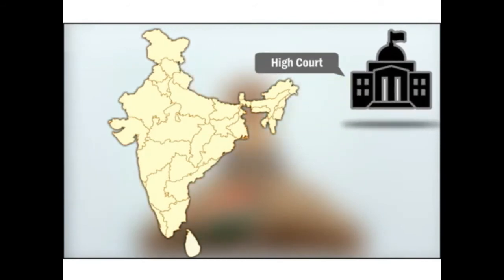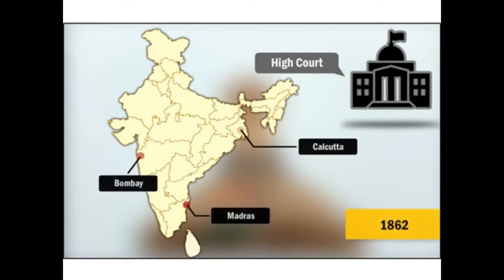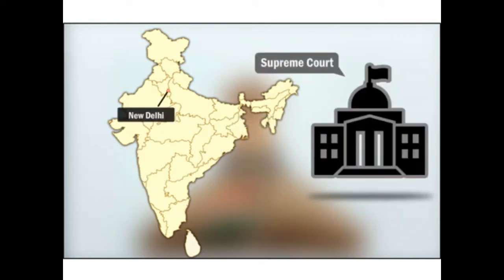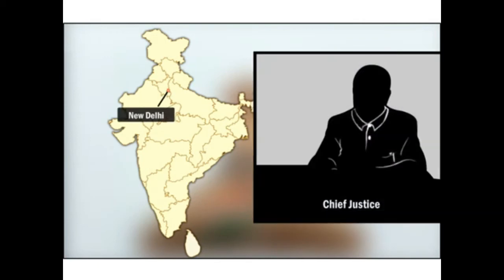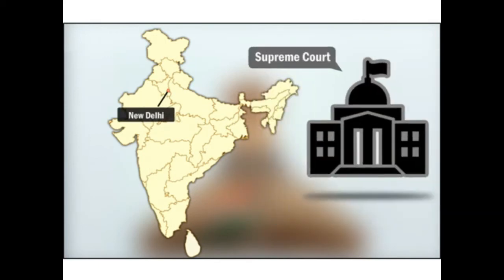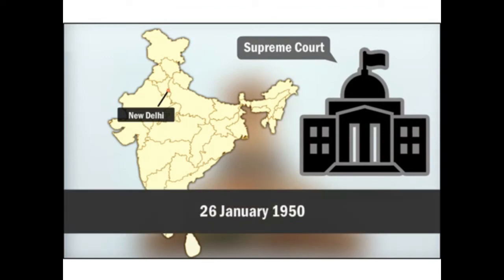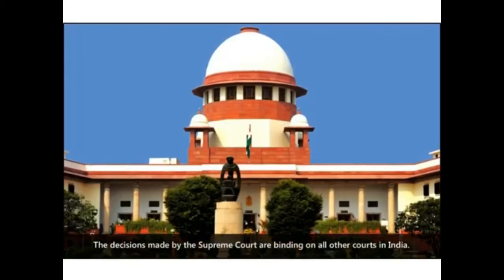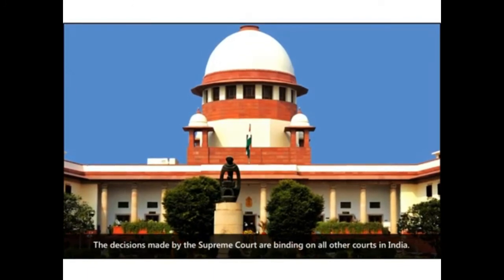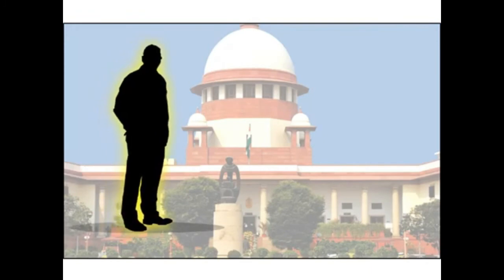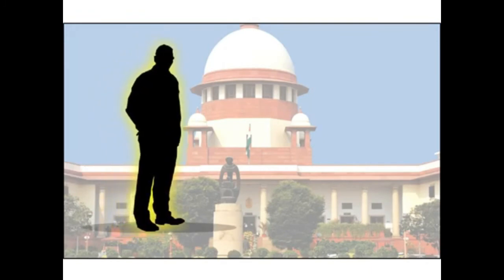High courts were first established in the three presidency cities of Calcutta, Bombay, and Madras in 1862. At the top is the Supreme Court, which is located in New Delhi and is presided over by the Chief Justice of India. The Supreme Court was established on 26 January 1950, the day India became a republic. The decisions made by the Supreme Court are binding on all other courts in India. A person can appeal to a higher court if they believe that the judgment passed by the lower court is not just.